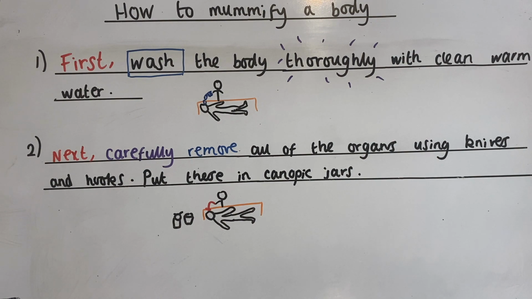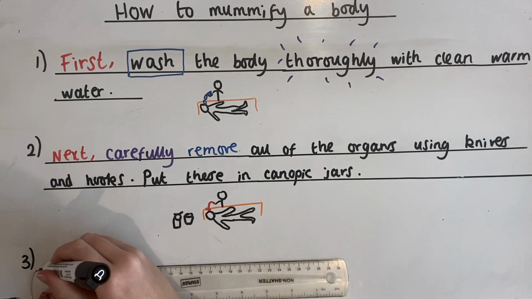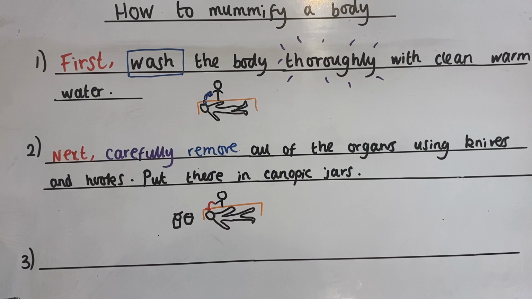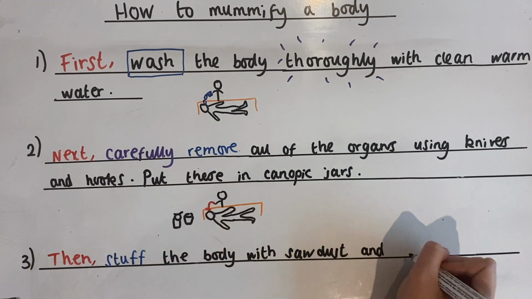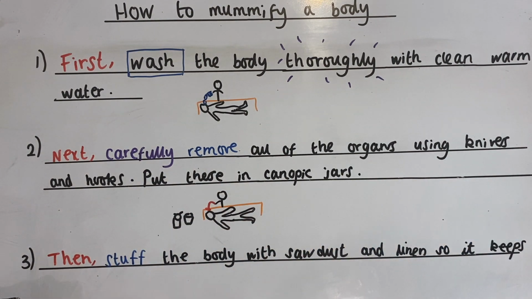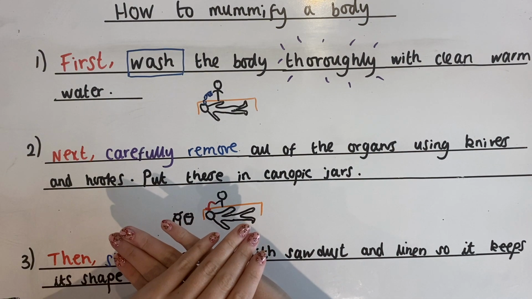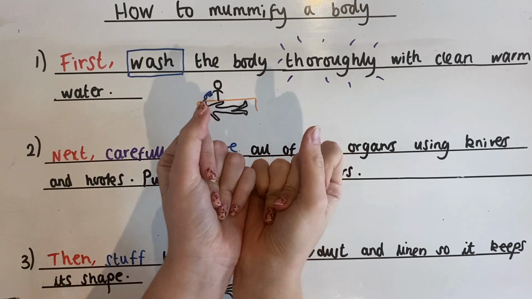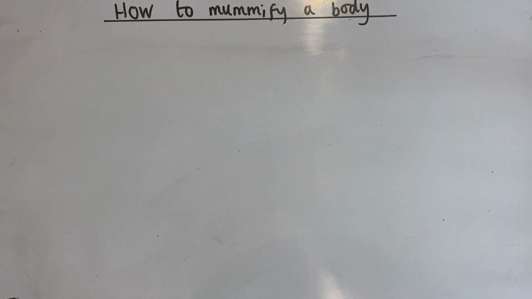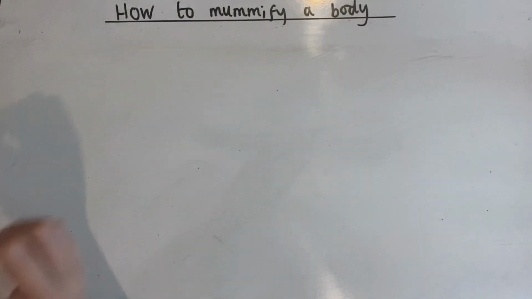Now moving on to step number 3. I'm going to start with the time connective then. Then, stuff the body with sawdust and linen so it keeps its shape. Can you spot my bossy verb in this step? Next up, my illustration. Ta-da! Now, I don't have enough space on my whiteboard, so I'm going to rub it out and then we can continue our instructions.